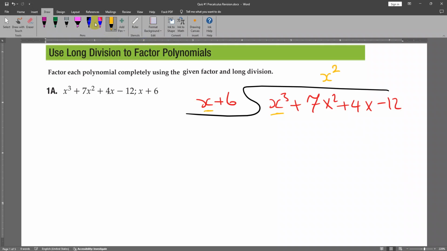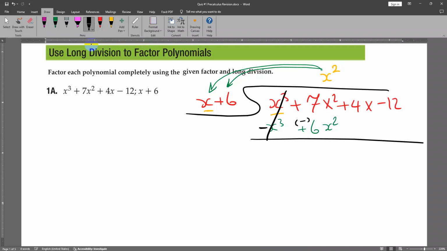After you get x squared, you will do the reverse operation, which is multiplication, so multiply by x and multiply by 6. When you multiply by x, you will get x cubed. When you multiply by 6, you will get positive 6x squared. Third step, change the sign. So this one will be negative, this one will be negative. Let's add. This one will be cancelled.